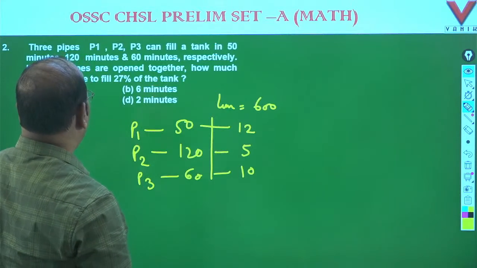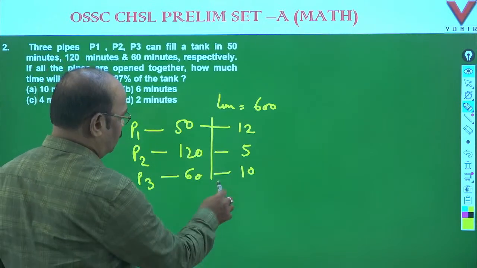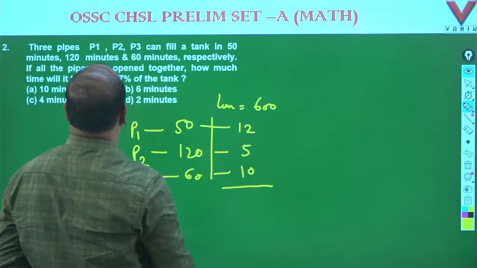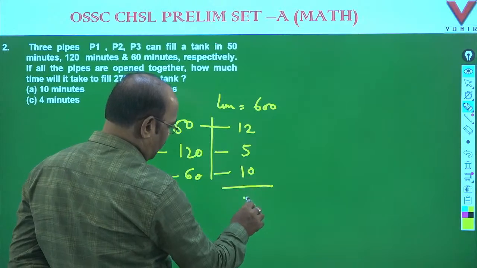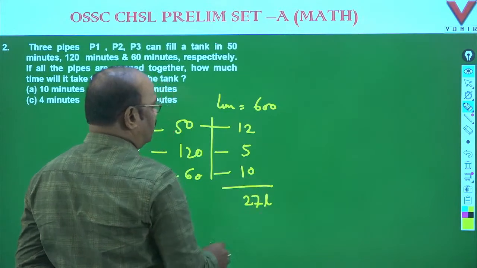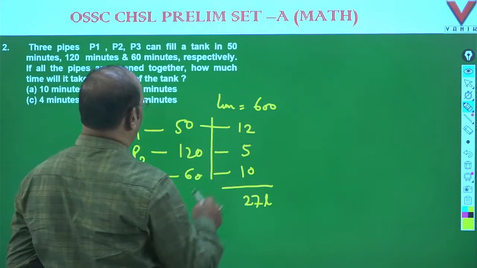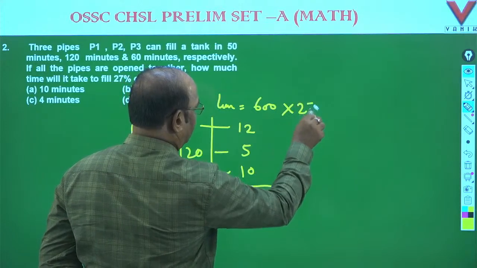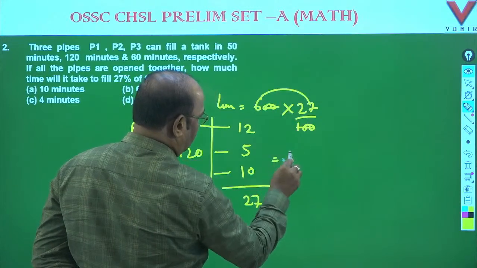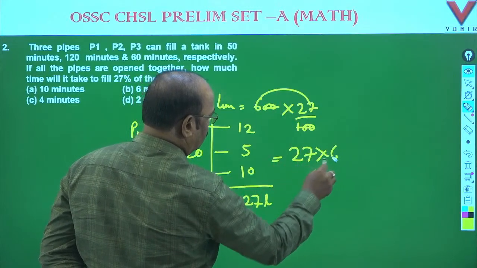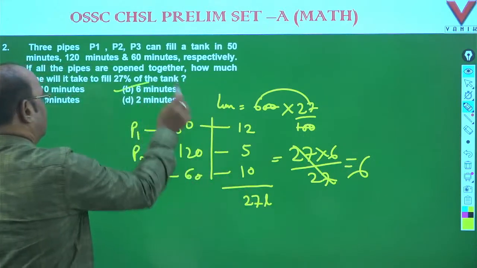The question is, if all the pipes are opened together, how much time will it take to fill 27% of the tank? Together they will fill in 1 minute 12 plus 5, 17 plus 10, 27 liters. If 27 liters fill in 1 minute, then 27% of 600 liters is 27 by 100 into 600. 100 cancels, so 27 into 6 liters divided by 27. So the answer is 6 minutes. The second option is the answer.